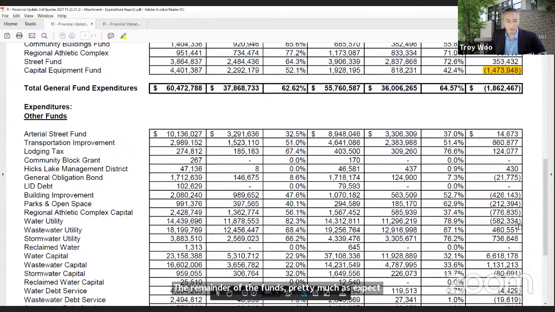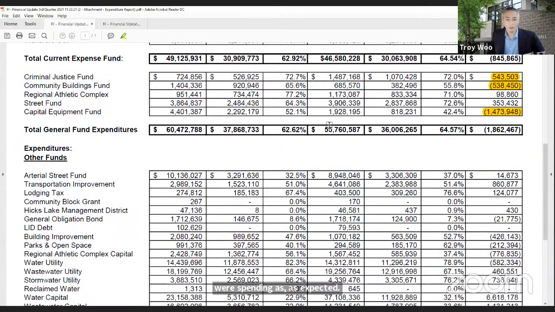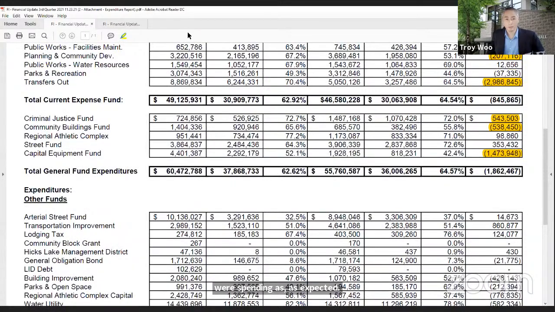In terms of utilities, a lot of these differences are timing issues in terms of transfers, primarily the transfers from the operating fund to the capital funds are the main differences there in expenditures. But overall, we're spending as expected through the third quarter at least.